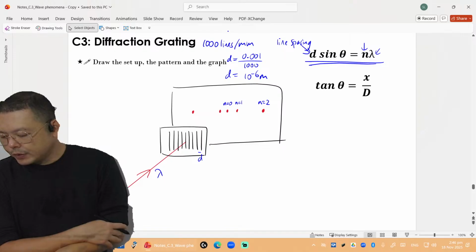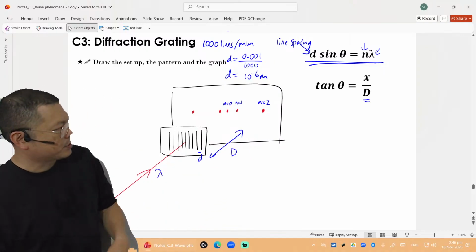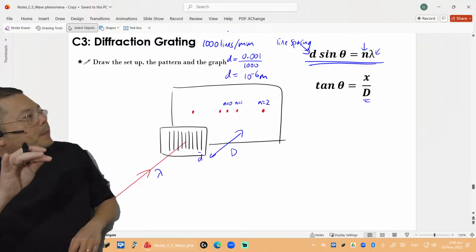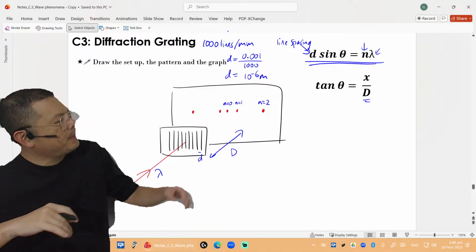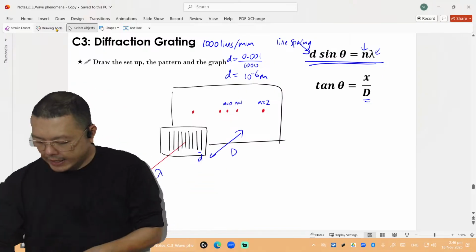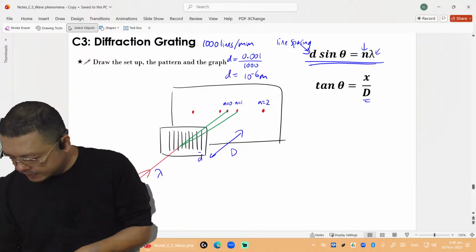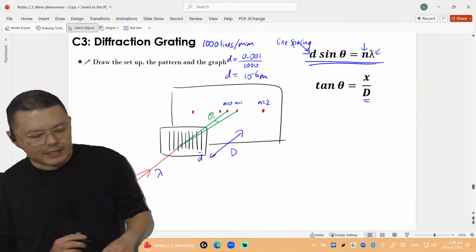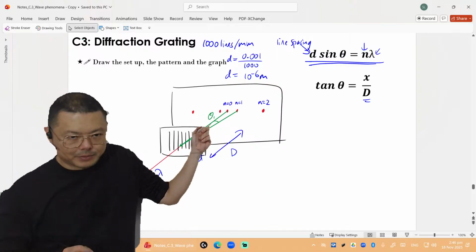Right, again, before we go into detail, let's talk about big D then. Big D is the same as in double slit, the distance from slits to screen. Theta will be the angle from the central max to whichever order maximum you're looking at. Let me give you a heads up. Theta will be this one here. This is considered as theta 1, the first order angle.